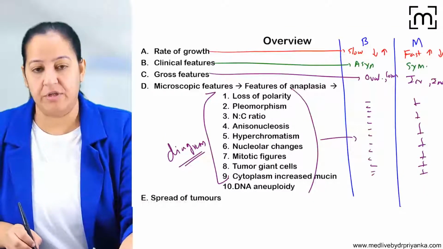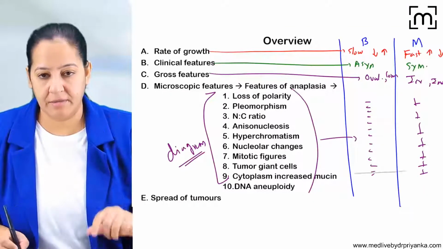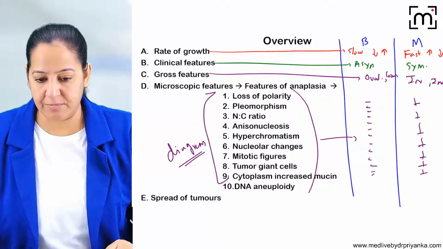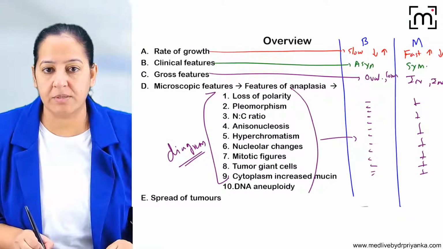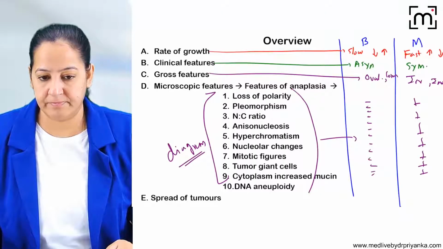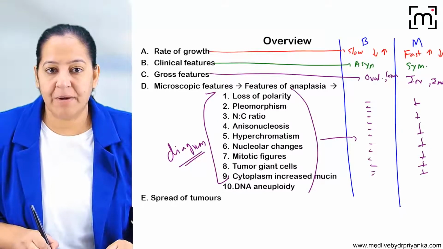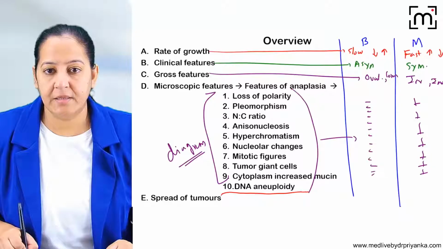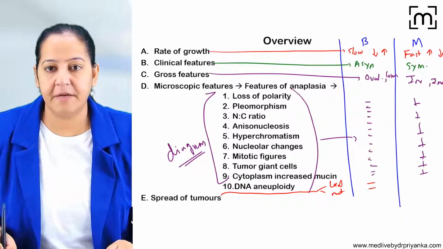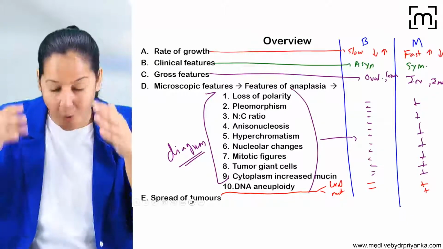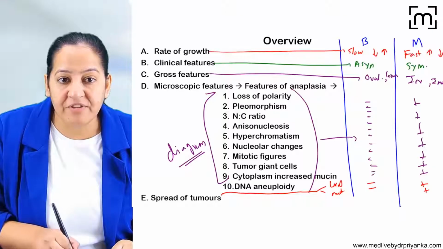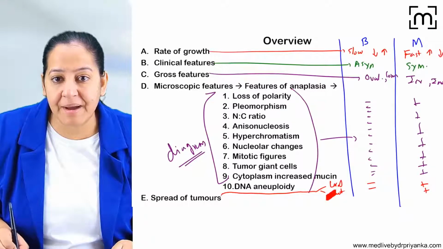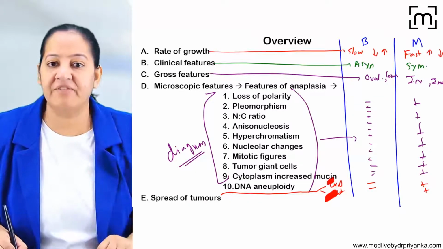And finally, the spread of the tumor. There are two types of spread of the tumors. Let me show you here the two types of spread of the tumors. Both types of spread, the local and the metastatic, are absent in benign and they are present in malignant. Among all these features, let me tell you the most reliable feature. The most reliable feature is the metastasis. And the second most reliable feature is the local invasion.